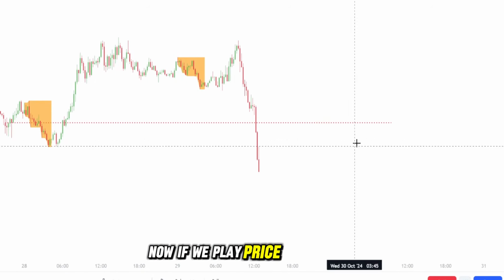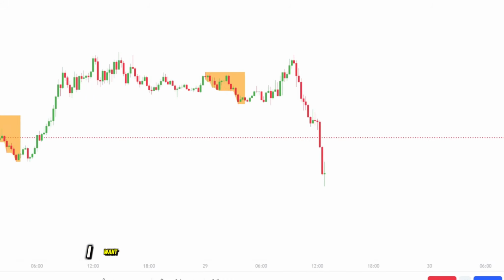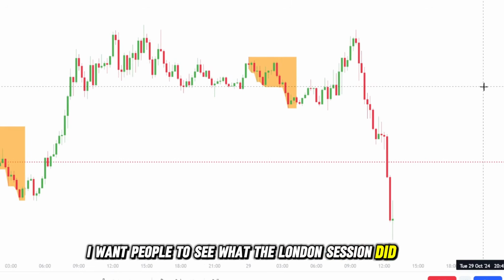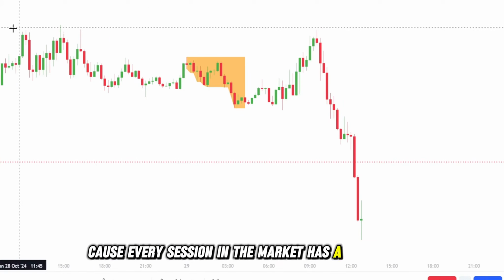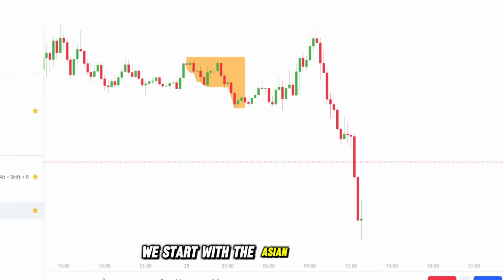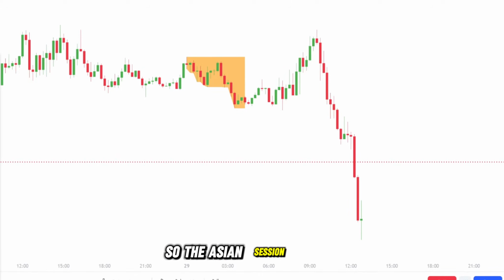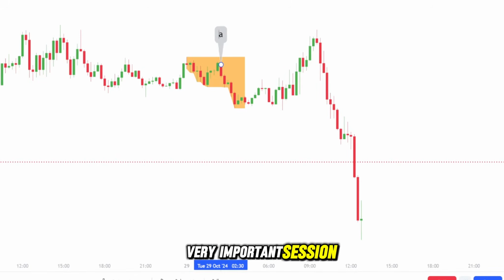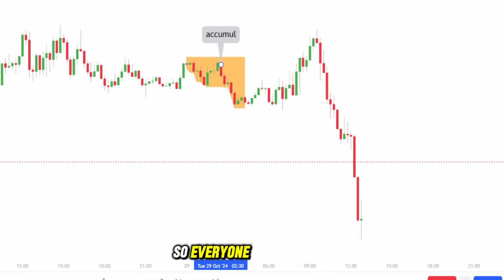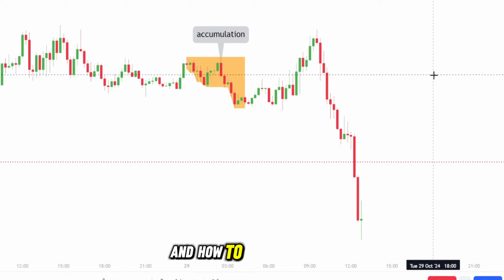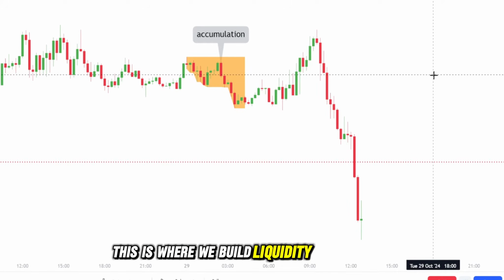Now, if we play price on Tuesday, I want people to see what the London session did, because every session in the markets has a purpose. First, we start with the Asian session. The Asian session is a very important session because this is the accumulation. Everyone knows the AMD, but few actually understand how powerful it is and how to apply it correctly. This is the accumulation of the market. This is where we build liquidity in the markets.